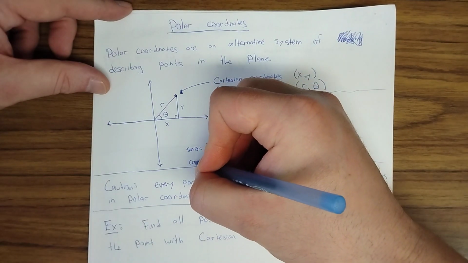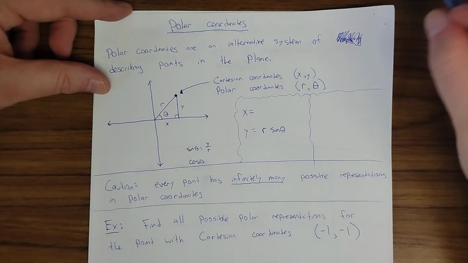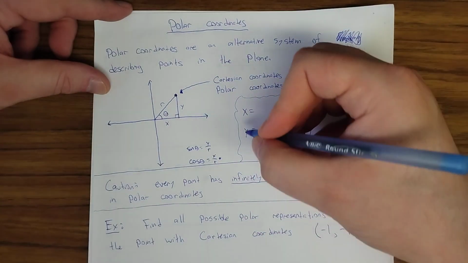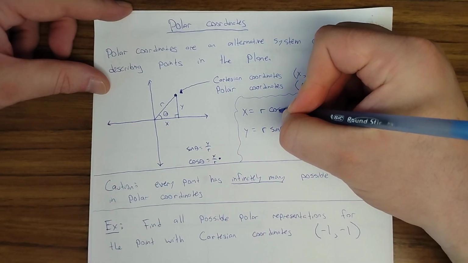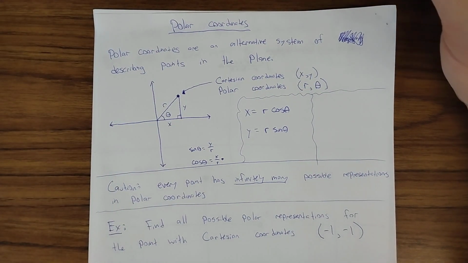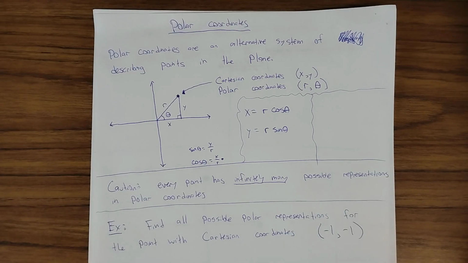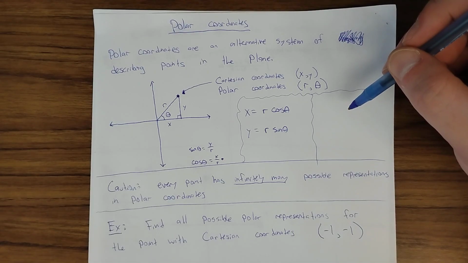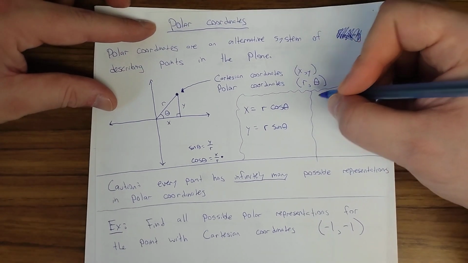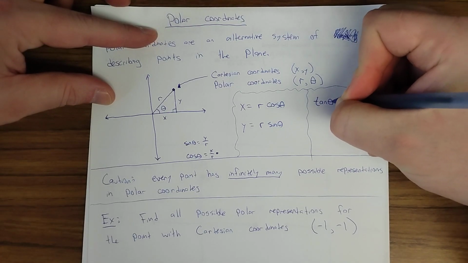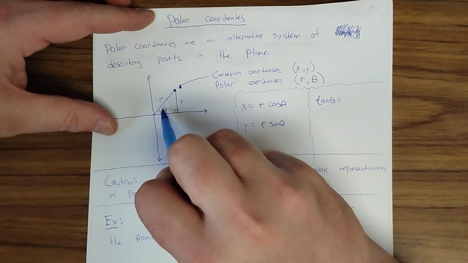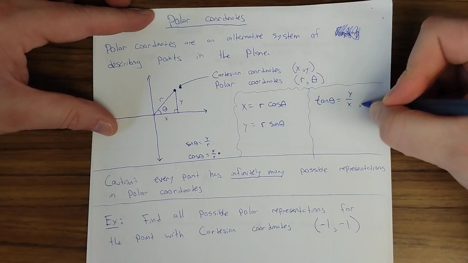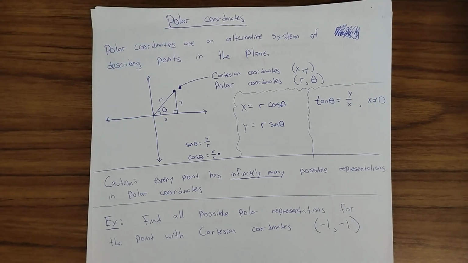And then similarly, if I do cosine theta in this triangle, that's adjacent over hypotenuse. So x is r cosine theta. So this tells you x and y in terms of r and theta. And then let me write some equations over here that can help you convert the other way. So if I do tan theta, that's y over x. Of course, if x is not 0.